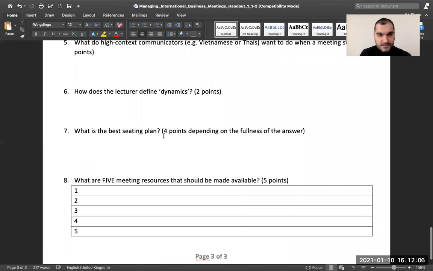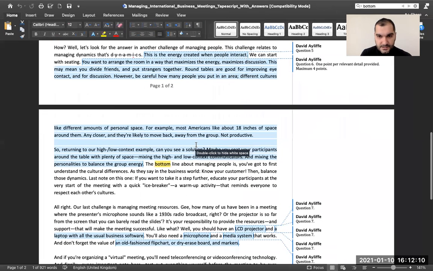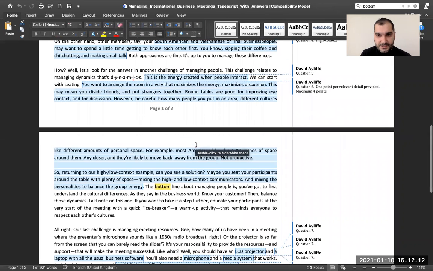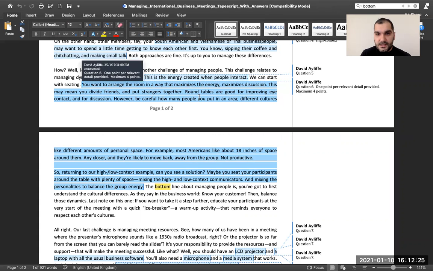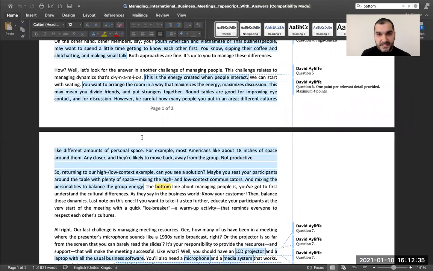Okay, what is the best seating plan? The best seating plan here is putting strangers together and dividing friends. Maybe round tables should be the best option here. You see, the best action for a seating plan.